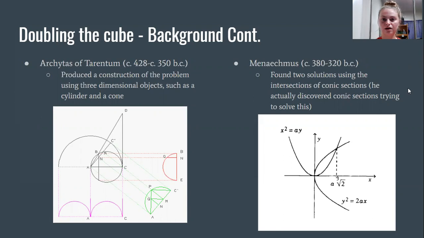And then next we have Menaechmus. I don't know if I'm saying that right, but he found 2 solutions using the intersections of conic sections. And he actually discovered conic sections when he was trying to solve this. So that is one of the great things that we learned from doubling the cube of the ancient Greeks. We actually have conic sections from that. So that's really cool. However, no mathematician was able to succeed in solving the problems using the straight edge and the compass alone. So therefore, we can still say that it's impossible under the plane methods of the Greek geometers.